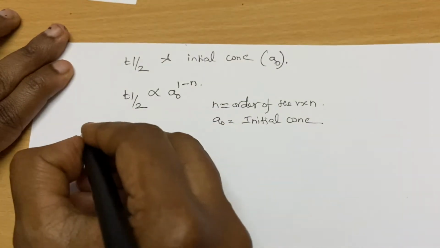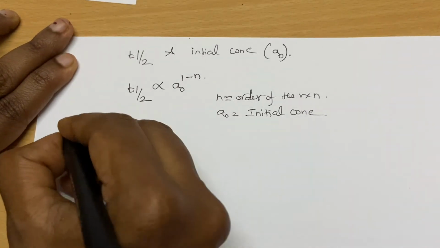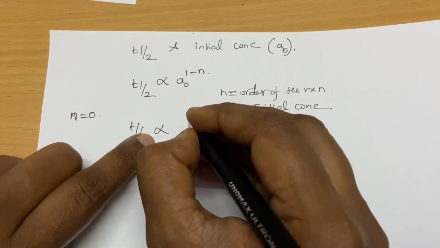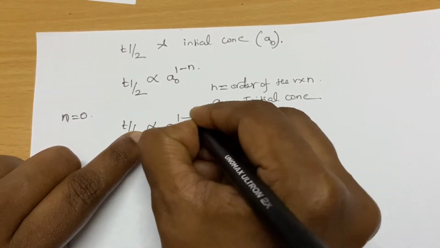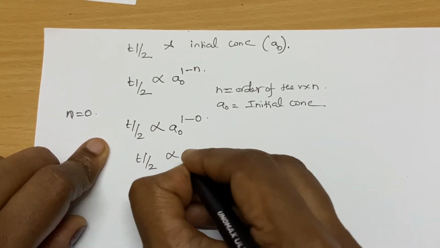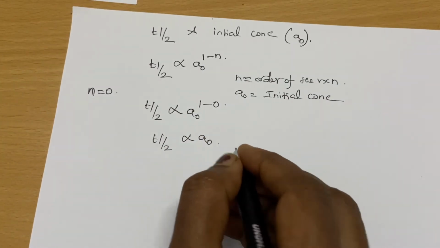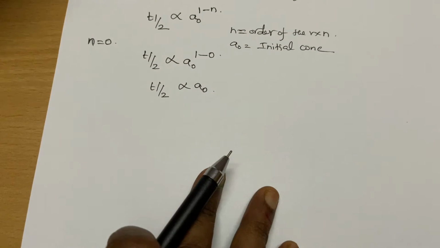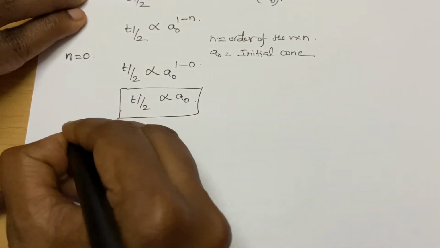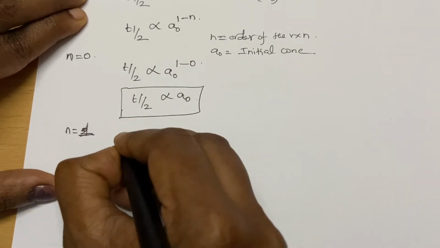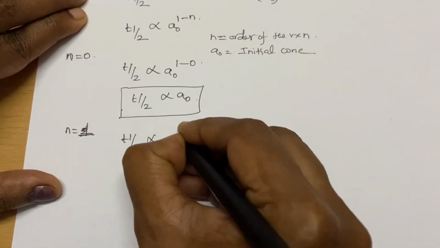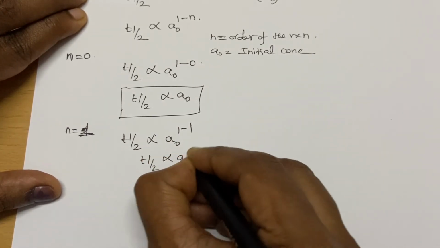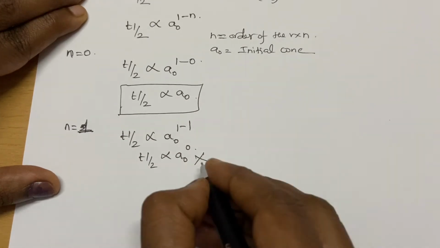So let's see for n is equal to 0, for the zero order reaction, how it will be. T half is not equal to, it is proportional to, please remember this, A naught to the power 1 minus 0. So T half is directly proportional to A naught. We already saw this, no? For a zero order reaction, the half-life period is directly proportional to the initial concentration. Now when n is equal to 1, if it is a first order reaction, T half is proportional to A naught to the power 1 minus 1, which becomes 0. So it is not proportional.